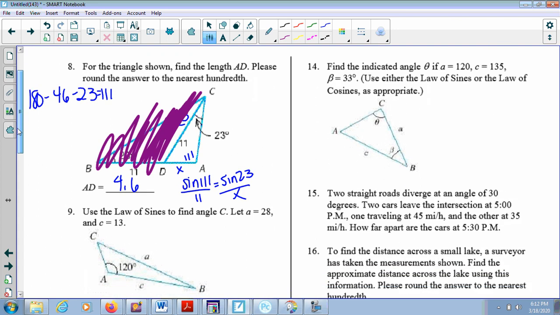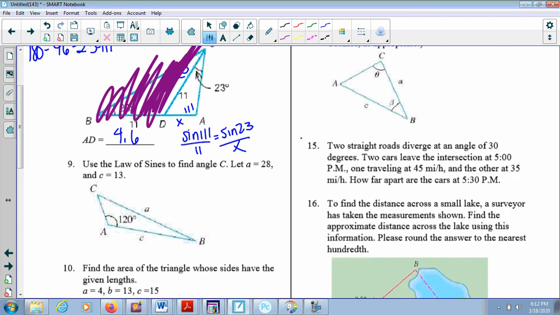Alright, the next one I heard about was number 15. These are the ones that you always hear on TV: two roads and two trains or planes or whatever. So we're just going to draw out what the situation looks like. Two roads diverge at an angle of 30 degrees, so I'm going to make a 30-degree angle. Two cars leave the intersection at 5, and we want to know where they are at 5:30. So how long have they gone? They've been gone for 30 minutes, so that's going to be important for us.